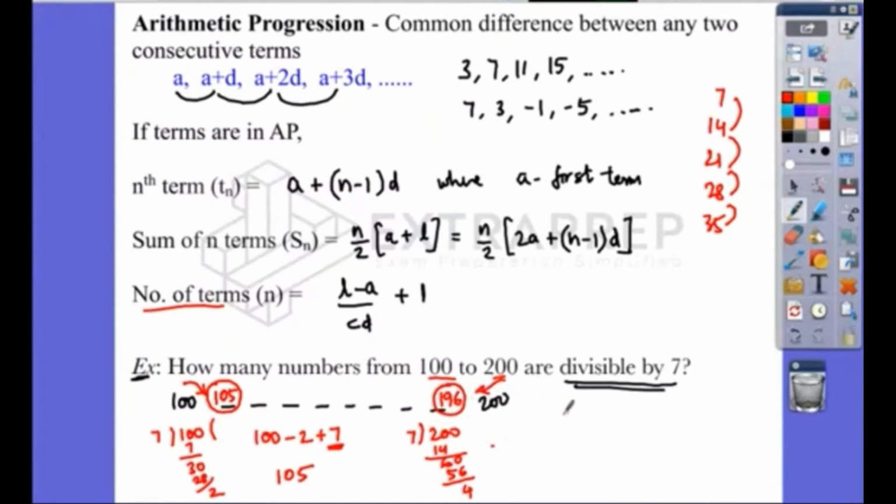Now it's easy to apply in the formula. Last term minus first term by common difference plus 1. Last term minus first term is 91. 91 by 7 is 13. So 13 plus 1 is 14. That's your answer. I've just given you an idea because there will be complicated questions.